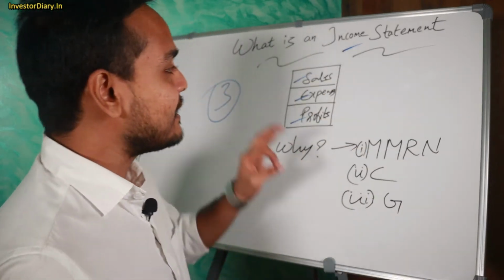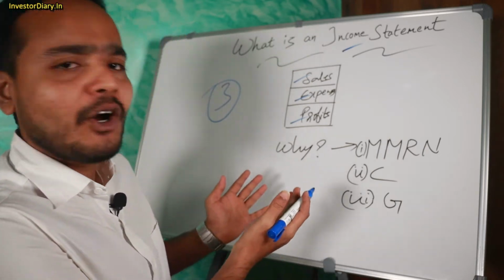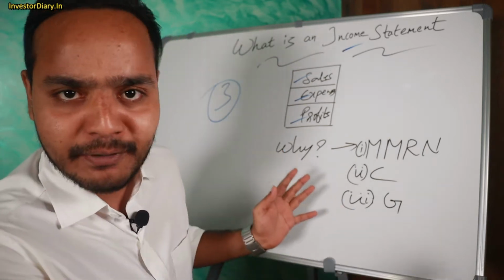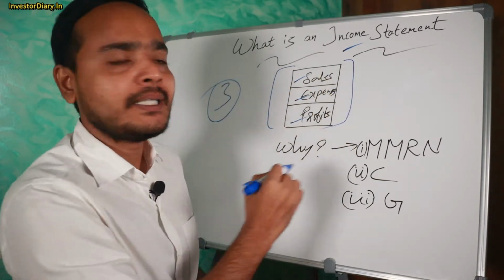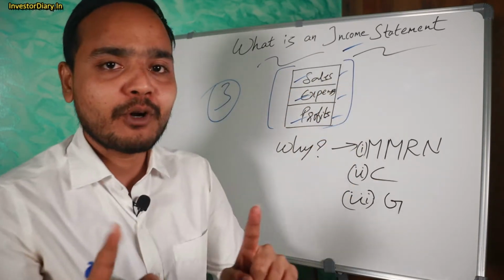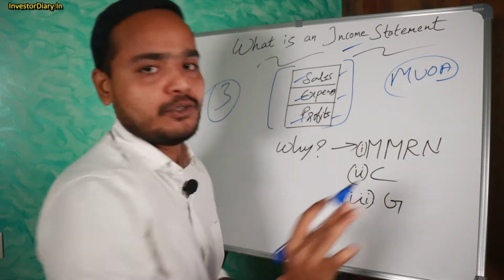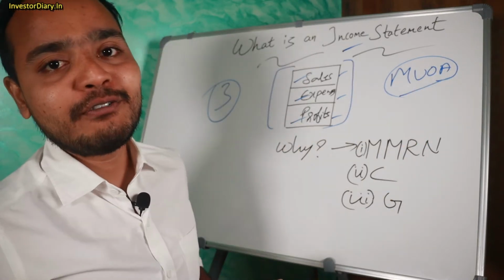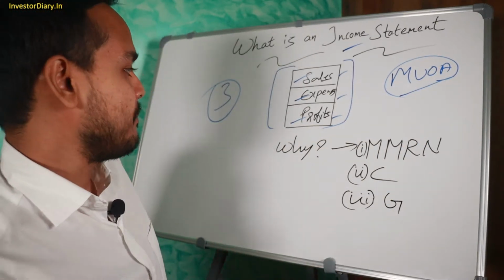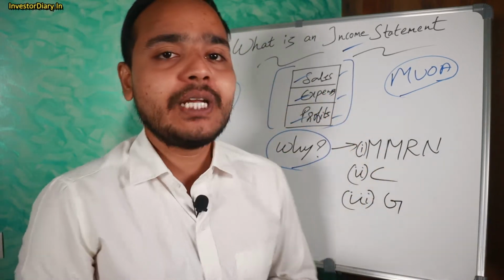So these are the three most important components of an income statement, and obviously an income statement is a financial statement that provides the details of sales, expenses, and profits, making use of accounts. So let's try to understand the usage of the income statement in this episode. Now, why do we have to read the income statement?